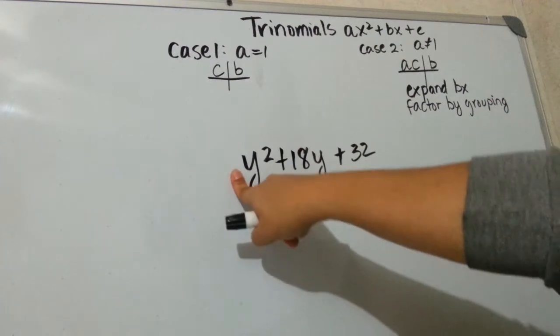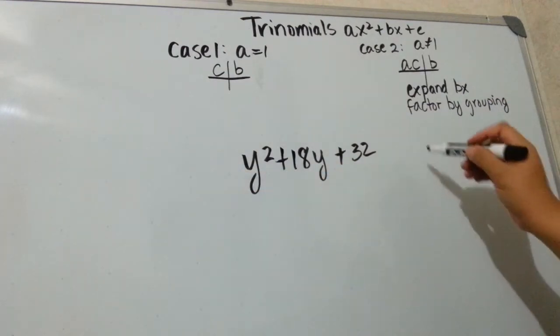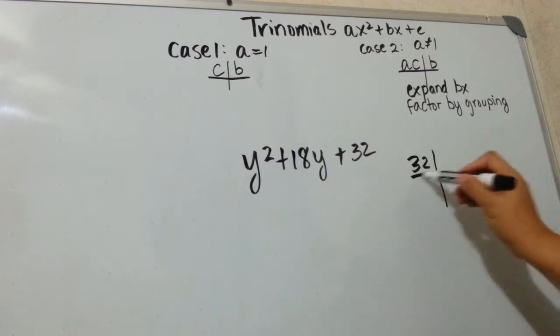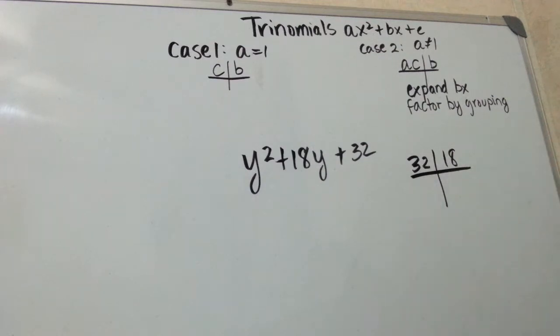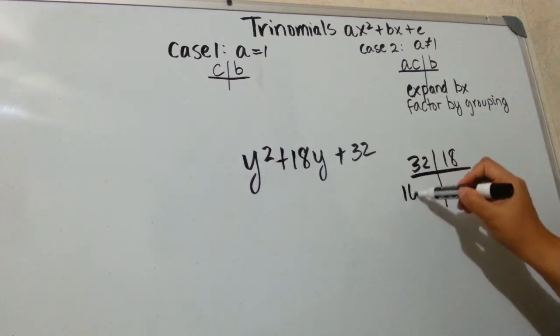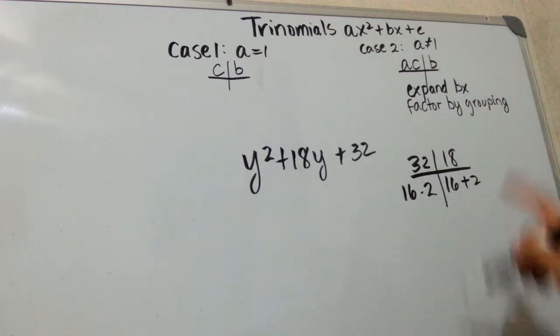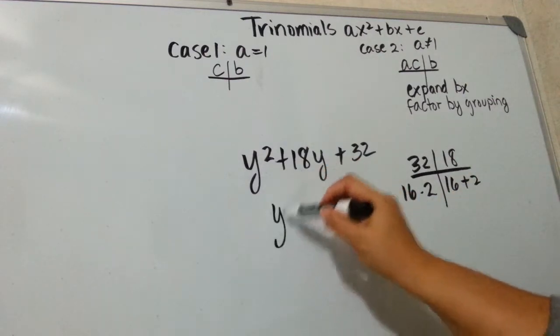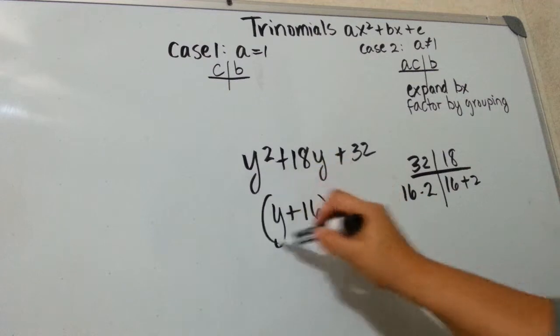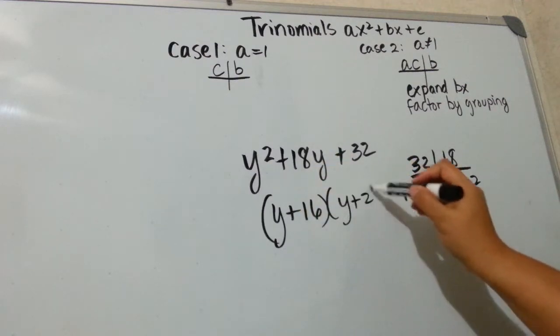This is also case 1 because the leading coefficient is 1. So I need two numbers that multiply to 32 and add up to 18. 8 times 4... 16 times 2. And 16 plus 2 is 18. And because it's case 1, I'm done. Y plus 16, y plus 2.